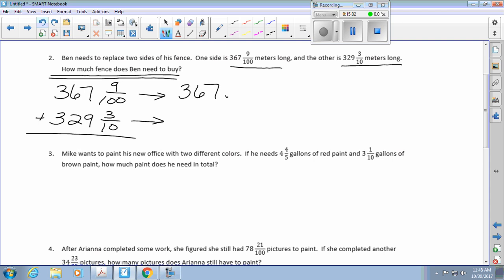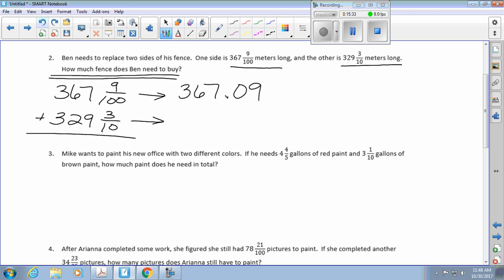So 367 point. Now, how do I write 9 hundredths? Michael. 0.09. Very good. I got messed up. All day I've heard kids say 0.9, and I go, no. So I was thinking you were saying 0.9.